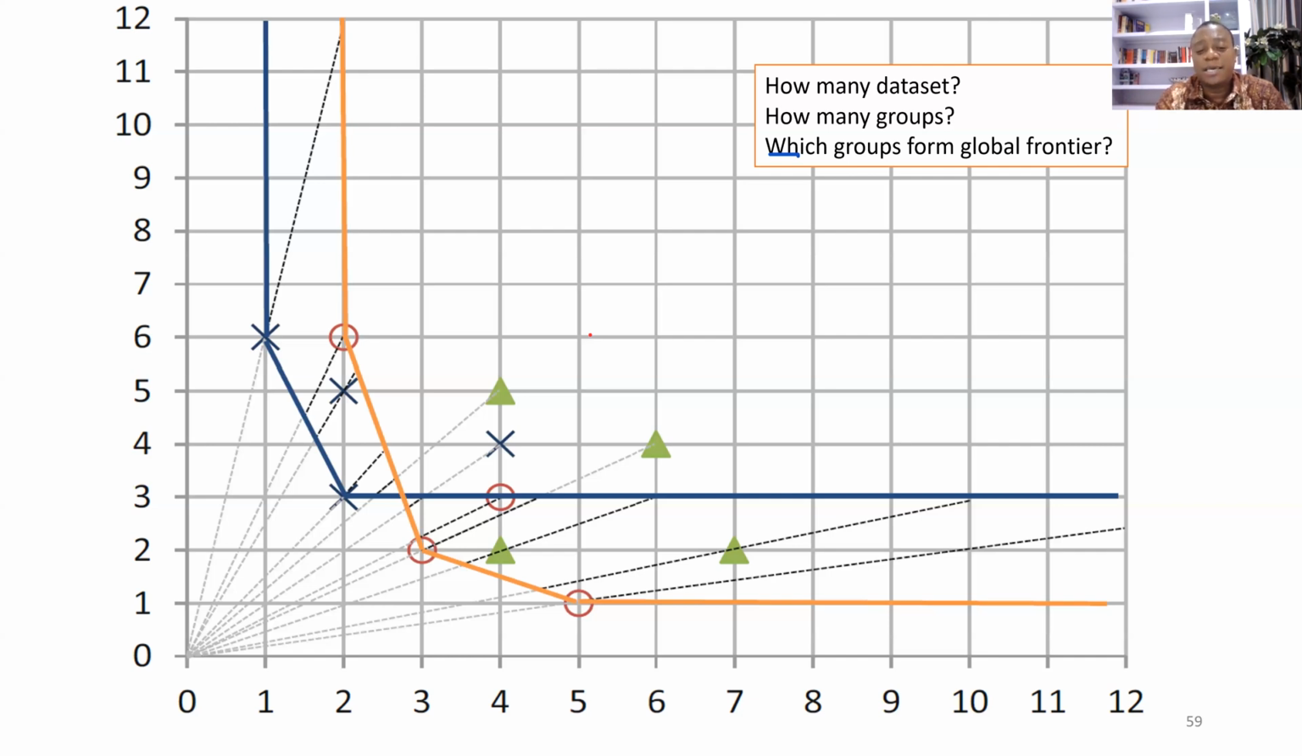Christabel, how many groups are here? Doc, 3. Okay. Now watch it carefully, those 3 groups. Which group or groups form the global frontier? Friends, which group or groups form the global frontier, or can form the global frontier?